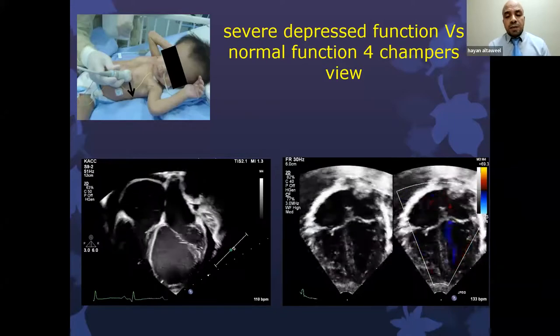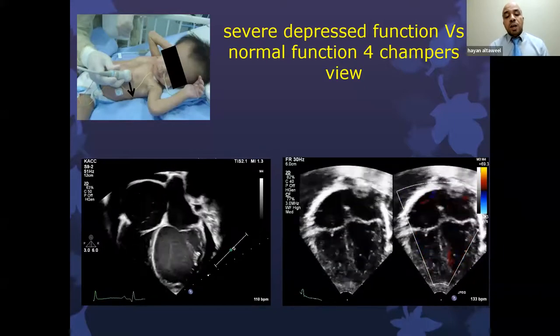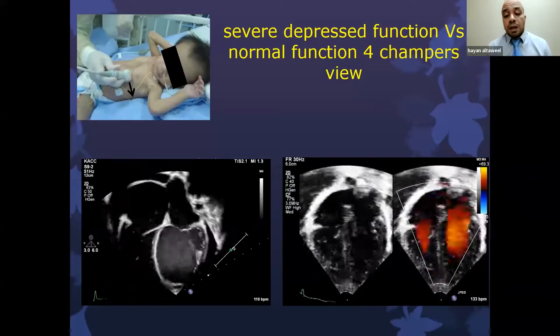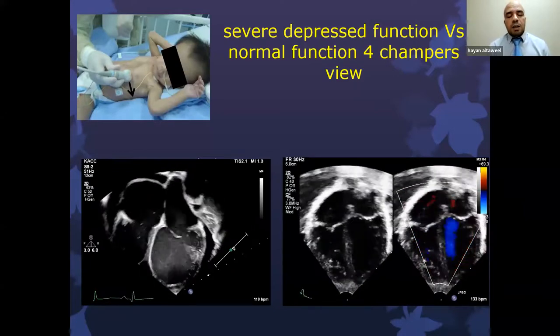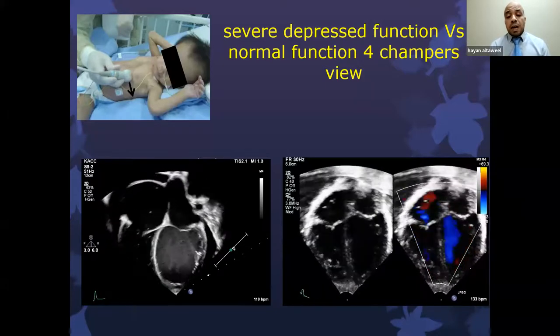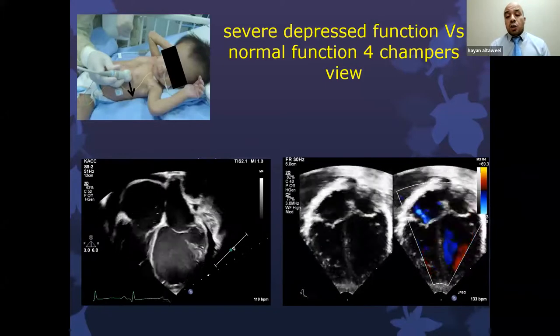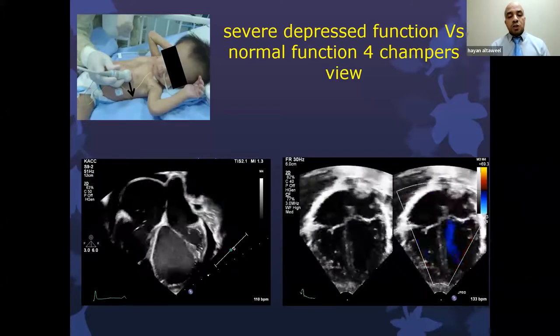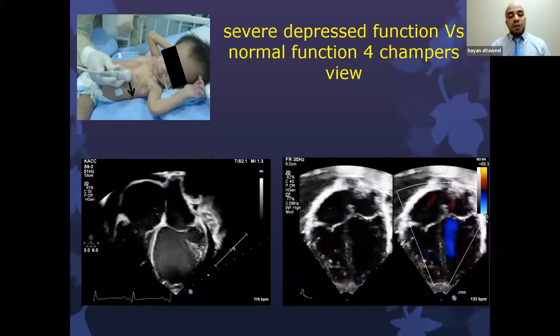We have to understand and realize that this way of assessing the heart, this strategy, is subjective and operator dependent, and it needs at least two quality views to understand the three-dimensional movement of the heart.